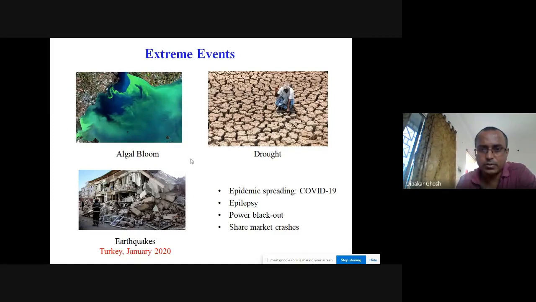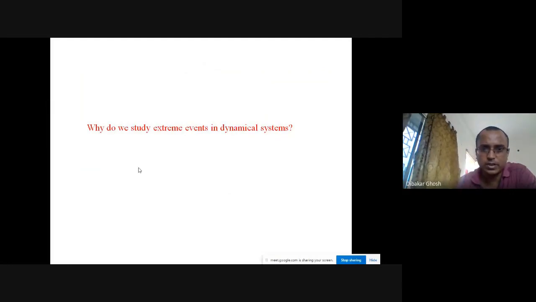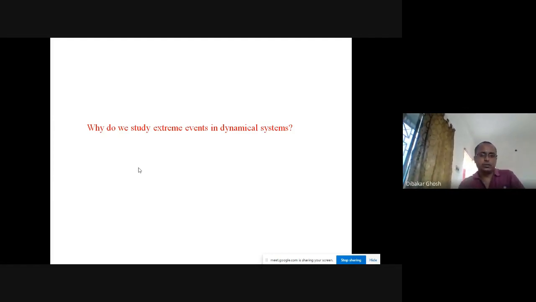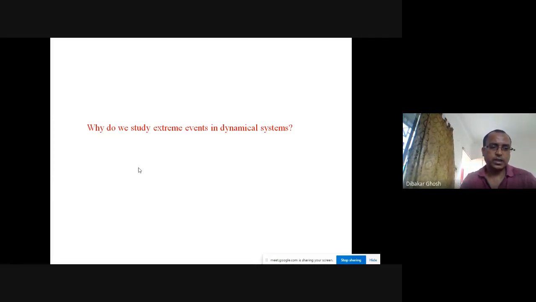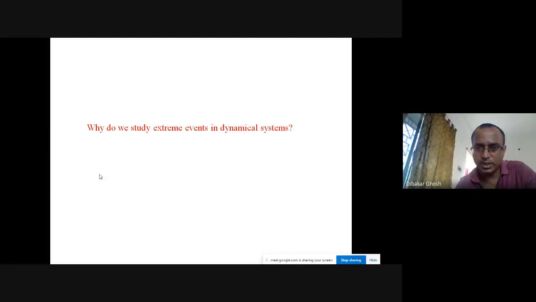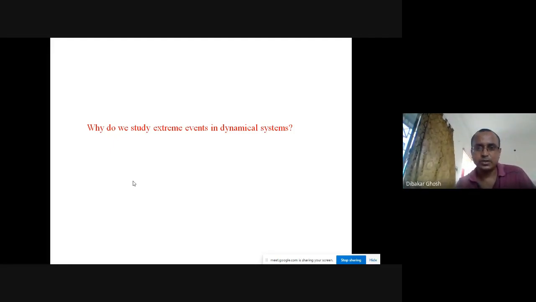So, the first question is, why do we study extreme events in dynamical systems? What is the necessity of this study? Because we can't control the extreme events which are occurring in nature. But if we study extreme events from a mathematical point of view, by constructing mathematical models, then we can at least understand the dynamical origin of the events, and we can control or predict some extreme events in our man-made systems, so that damage to human life will be less.